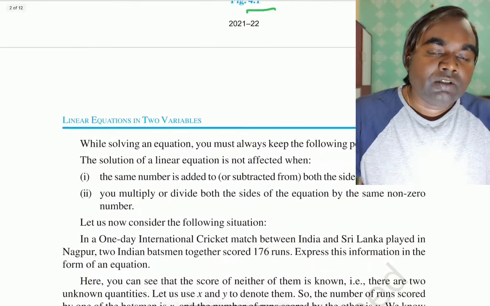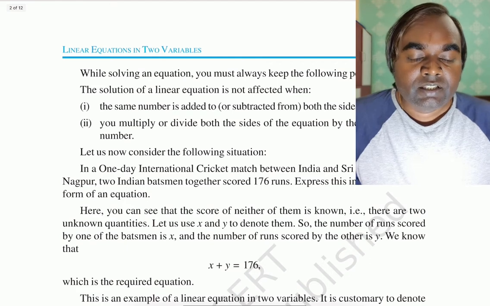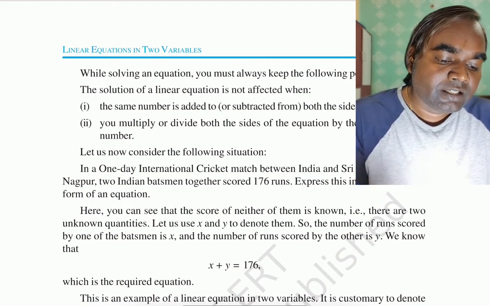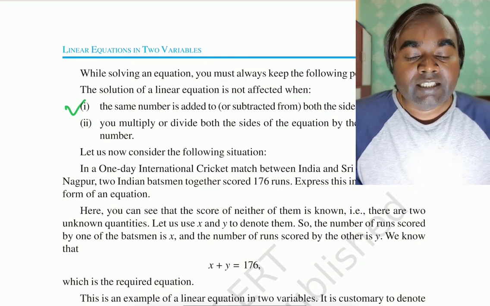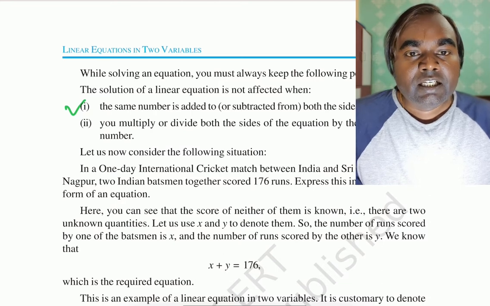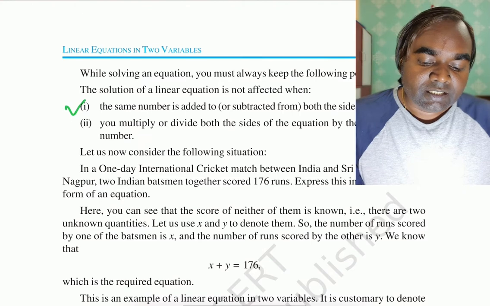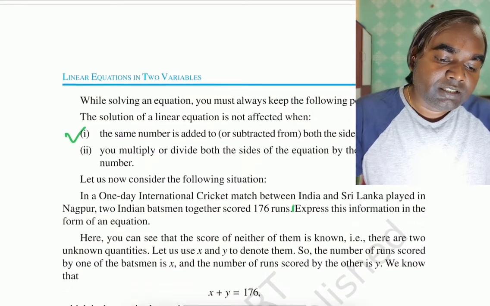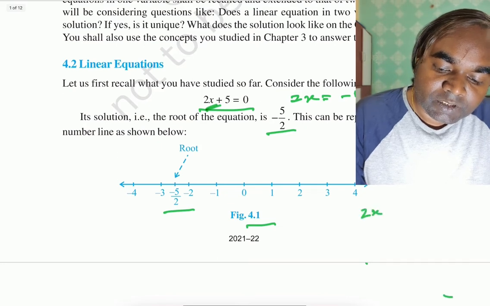Now we should keep in mind while solving an equation that, first, if the same number is added to both sides of the equation, the solution is not going to change. Second, if you multiply or divide the equation on both sides by the same non-zero number, then the equation is not going to change. That means, suppose this is the equation 2x plus 5 is equal to 0.